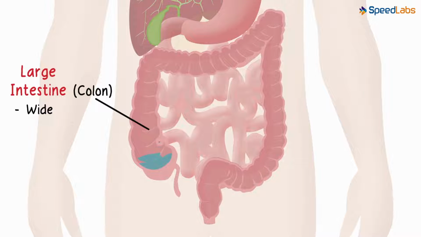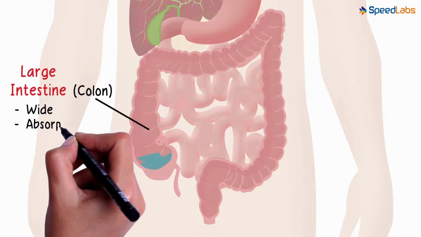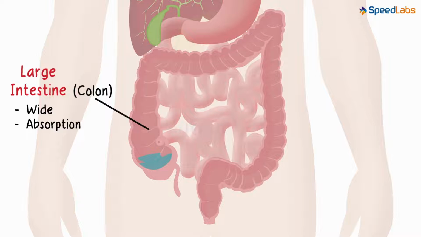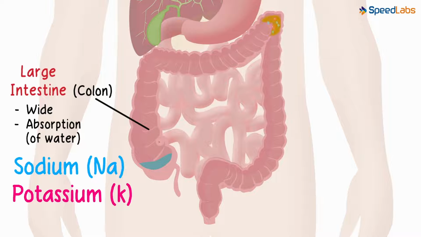What happens in the large intestine? The most important thing that happens here is absorption. But is it absorption of nutrients? No, it's mainly the absorption of water. Absorption of water into the bloodstream. And very little absorption of inorganic ions like sodium or potassium takes place.